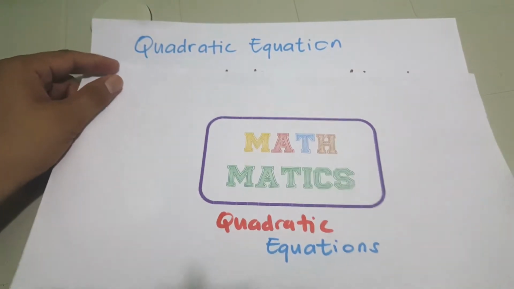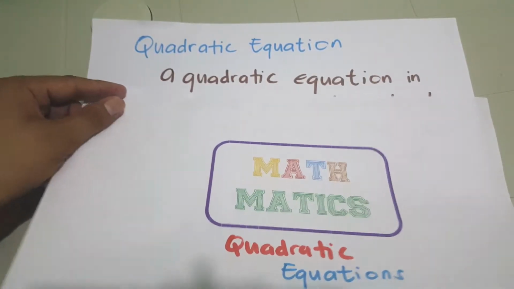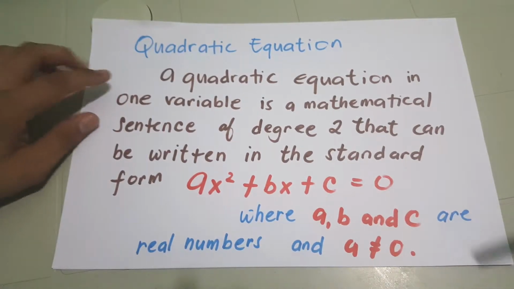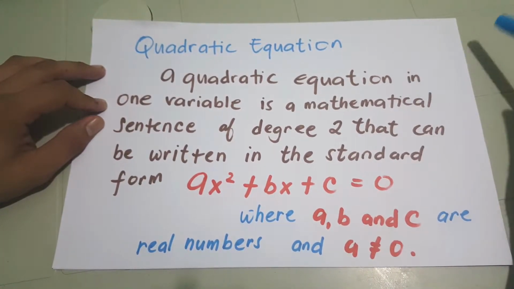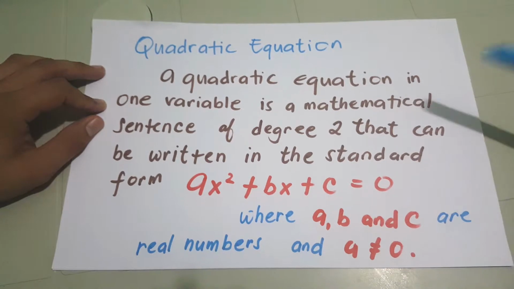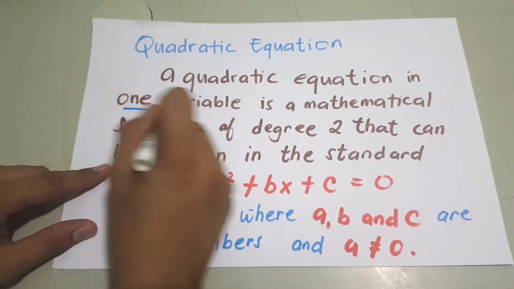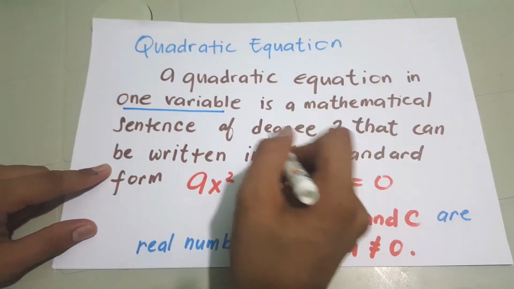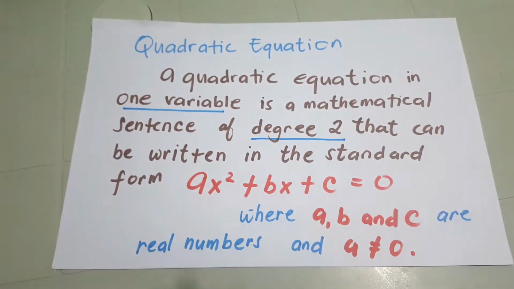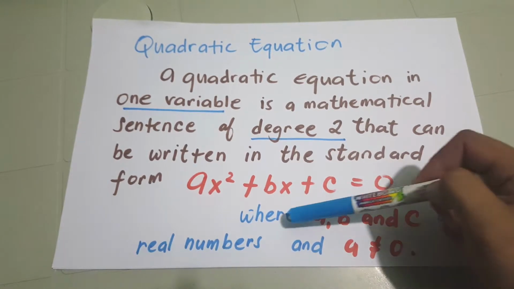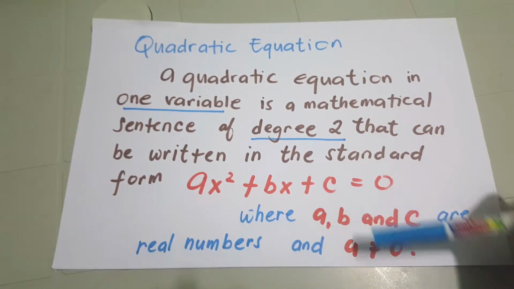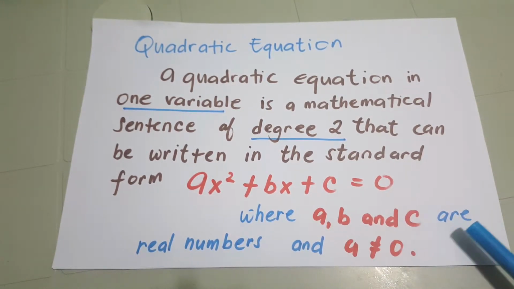Okay? So ang definition ng quadratic equation is that a quadratic equation in one variable is a mathematical sentence. Okay? So, guhitan natin, in one variable and is a mathematical sentence of degree 2 that can be written in the standard form ax squared plus bx plus c is equals to 0 where a, b, and c are real numbers.